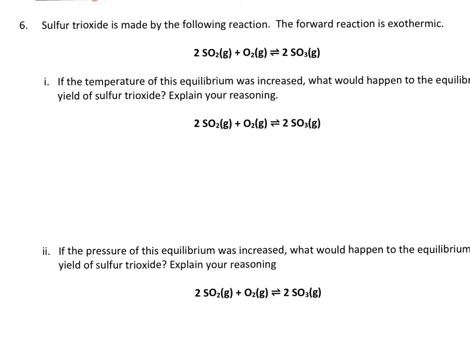Exam questions very rarely use hypothetical reactions, so we're going to look at a real reaction. This is sulfur dioxide reacting with oxygen to make sulfur trioxide. This is the sort of equation that you could have in an exam question. They'll always give you the equation, they'll show you there's an equilibrium reaction because they'll have the reversible reaction symbol there, and they're telling us that the forward reaction is exothermic.